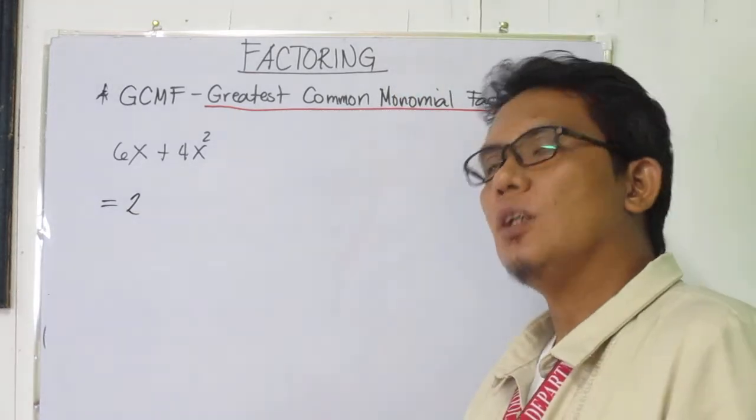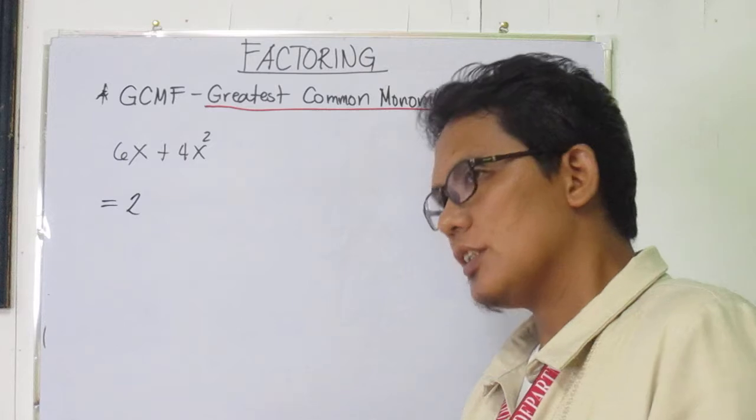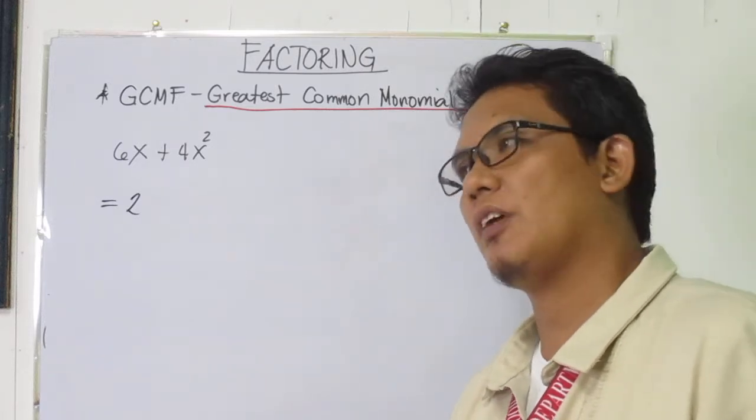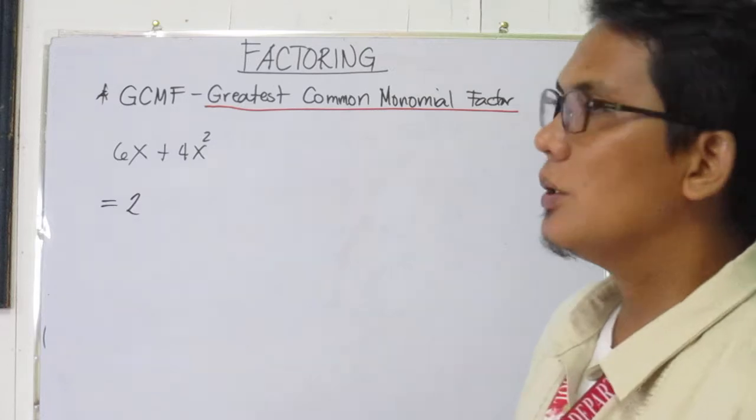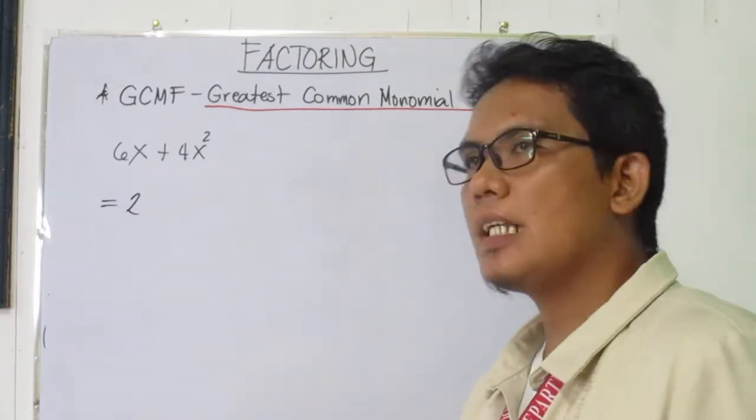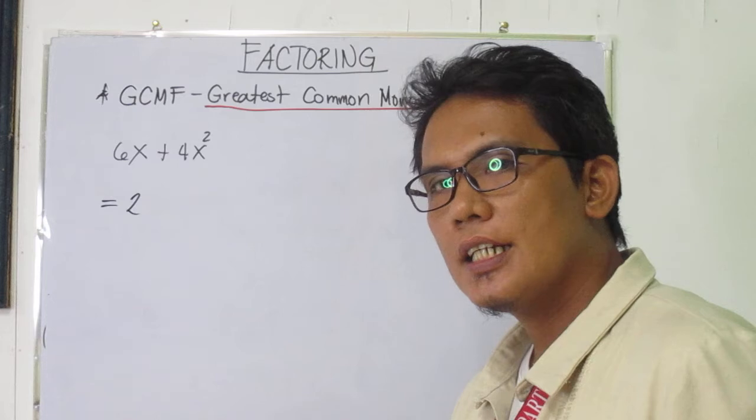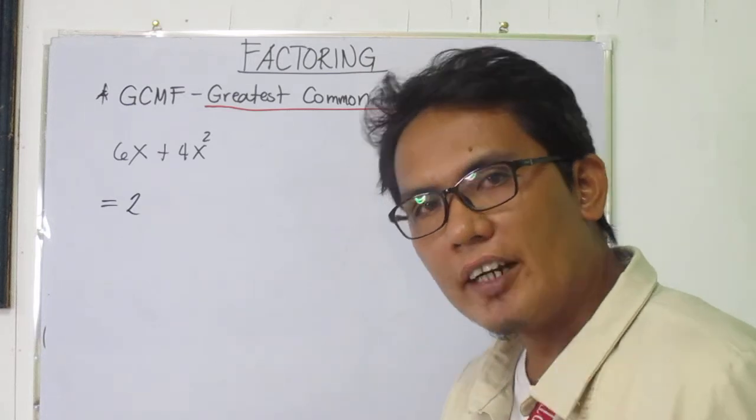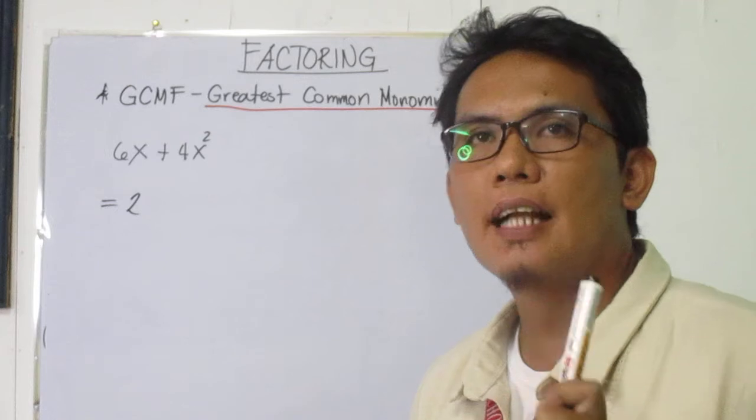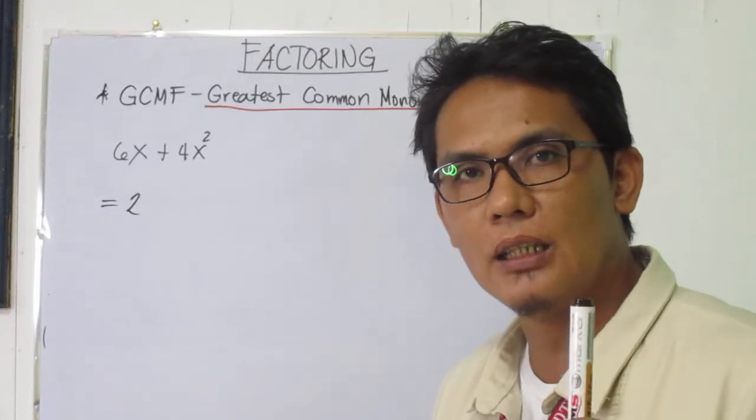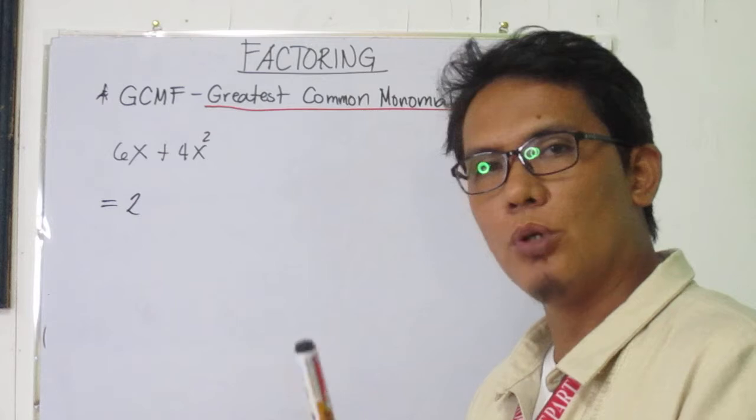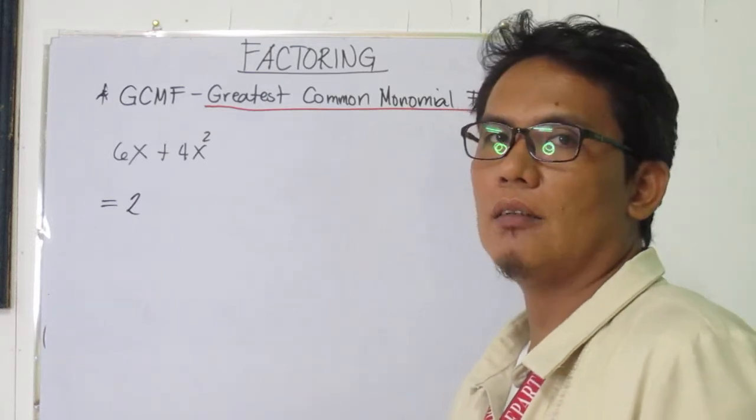Then, finding the greatest common factor of the variables is much easier compared to finding it for numbers. All you have to do is very easy. Just copy the variable that has the lowest exponent. And that is the greatest common monomial factor of that variable.